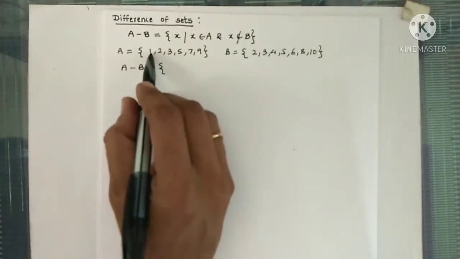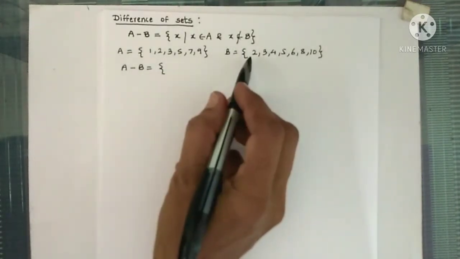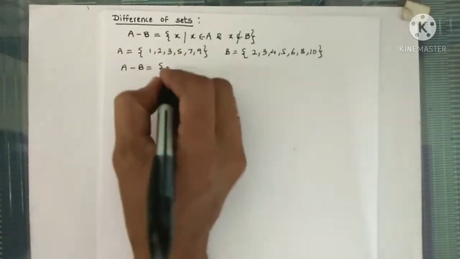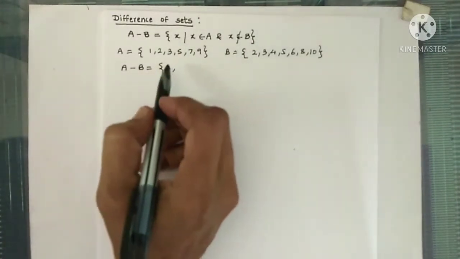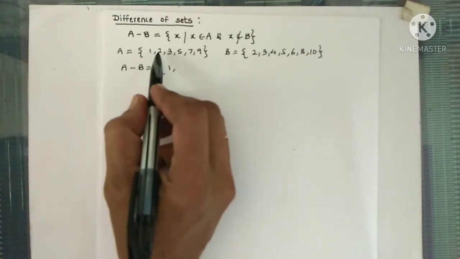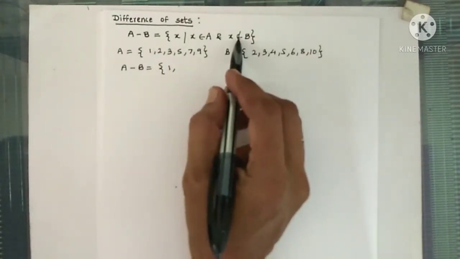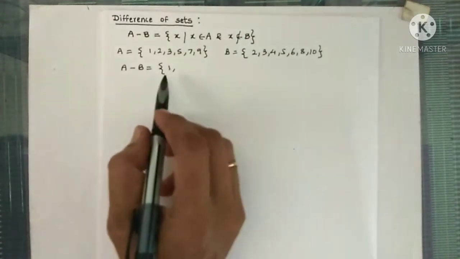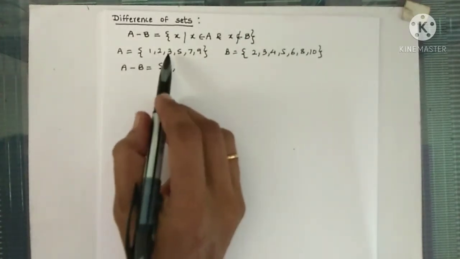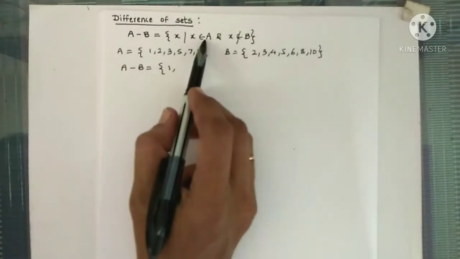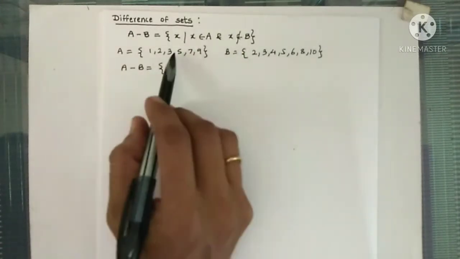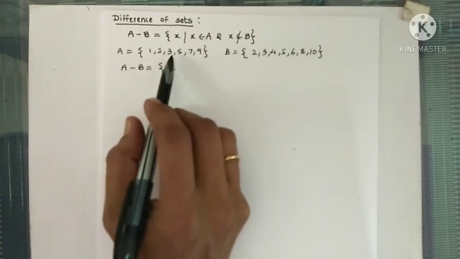So consider 1. 1 belongs to A and 1 does not belong to B. So this condition is satisfied. So 1 belongs to A minus B. Now let's check for 2. 2 belongs to A and 2 belongs to B also. So this condition is not satisfied. So 2 is not a member of A minus B. Similarly for 3. 3 belongs to A and 3 belongs to B also. So 3 does not belong to A minus B.